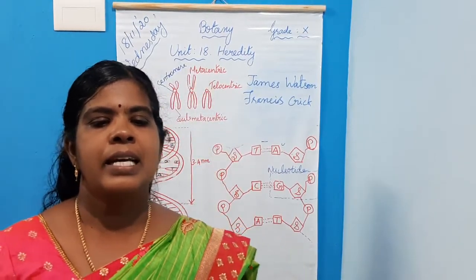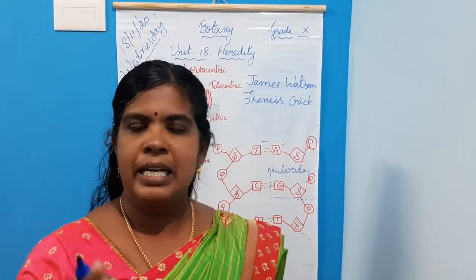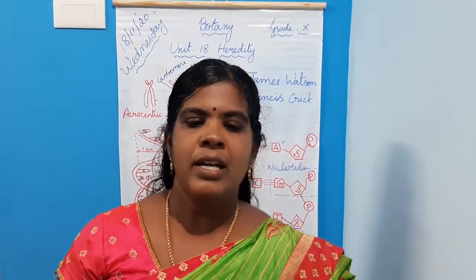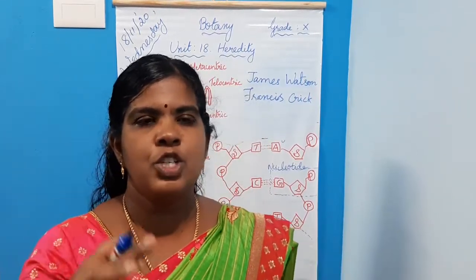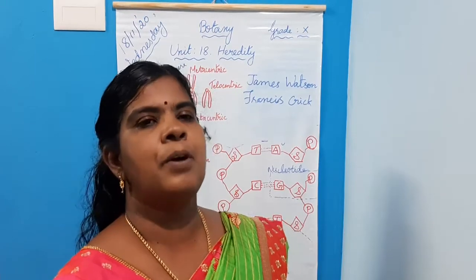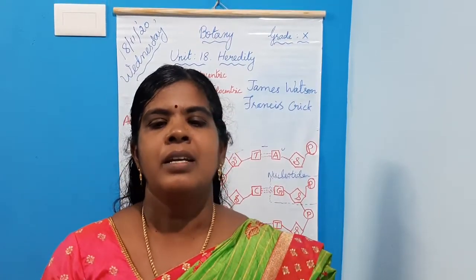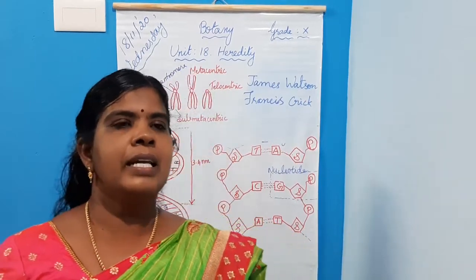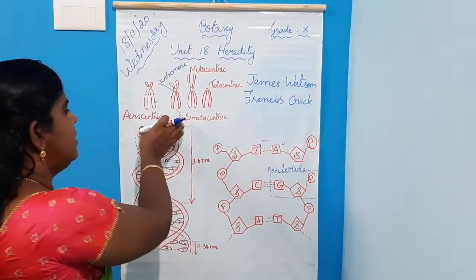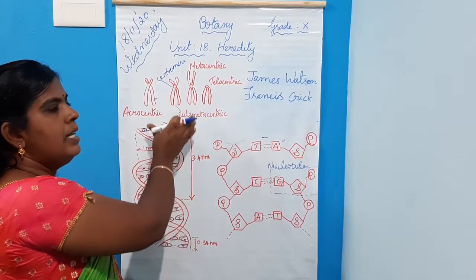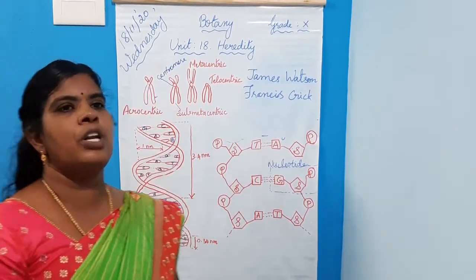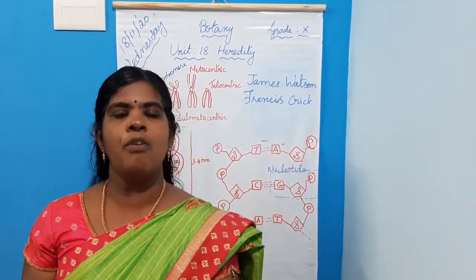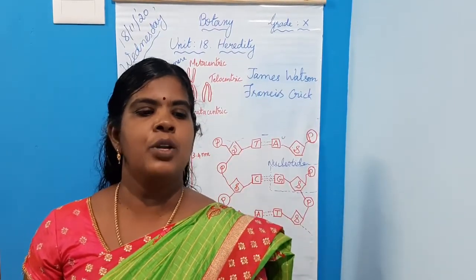So what about DNA? DNA is the hereditary material. It contains the genetic information. It is the most important constituent of the chromosome, isn't it? Then the chemical composition of the DNA molecule. DNA is a large molecule consisting of millions of nucleotides, so it is called polynucleotide.